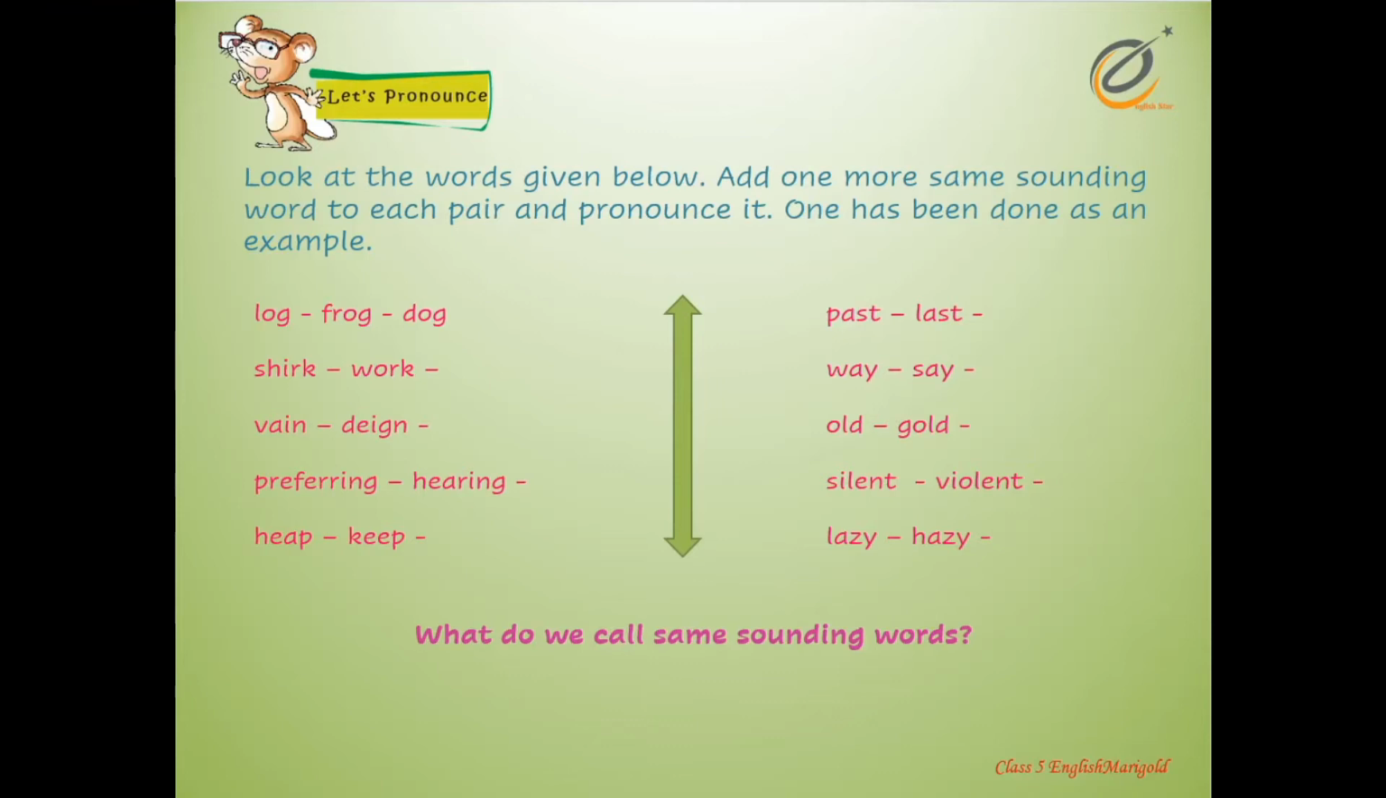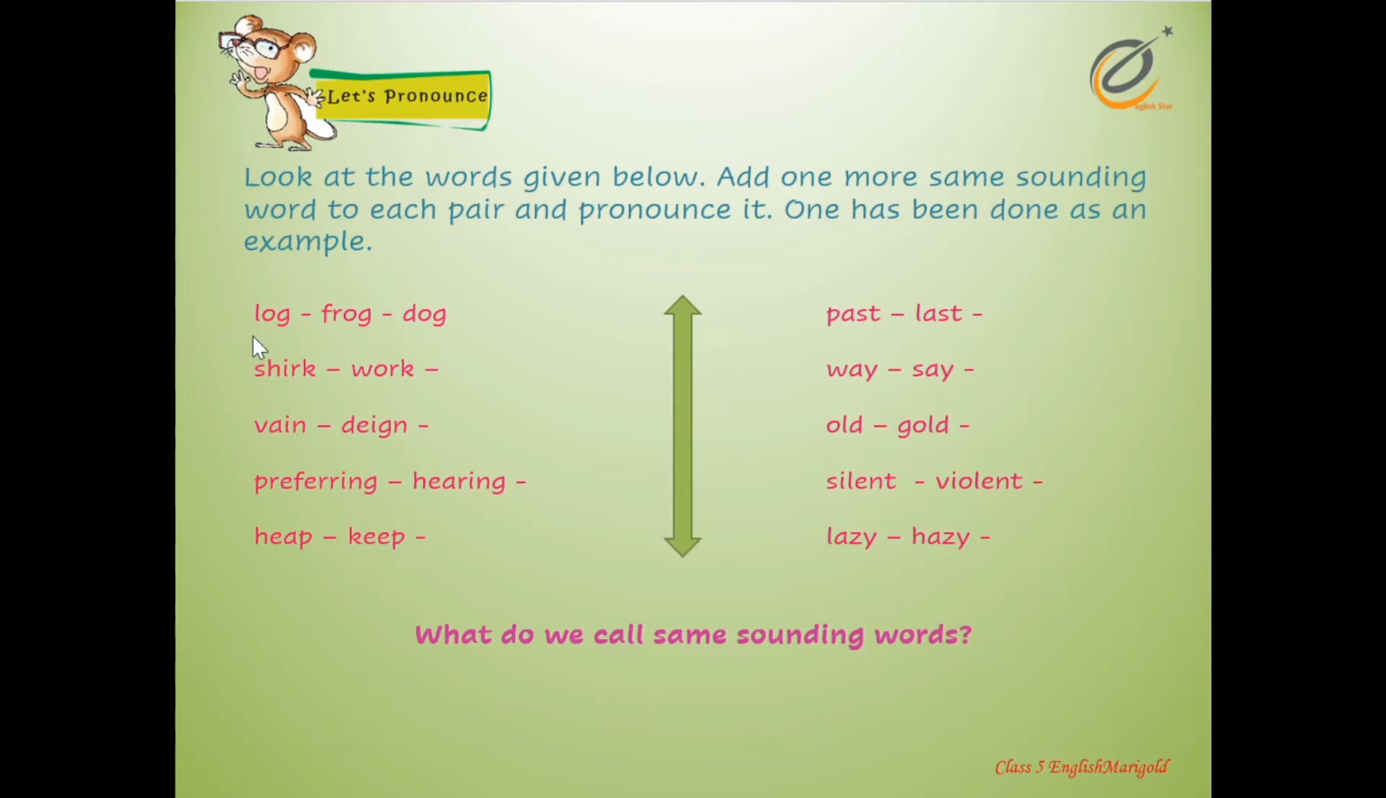Now comes the most interesting activity. Let's pronounce. We always stumble over some new words, or maybe while reading a sentence or a story, we face difficulty in pronouncing the words. There are a whole lot of words in this poem, different kinds of words. Words are so wonderful. Look at the words given below, add one more same sounding word to each pair and pronounce it. One has been done as an example.